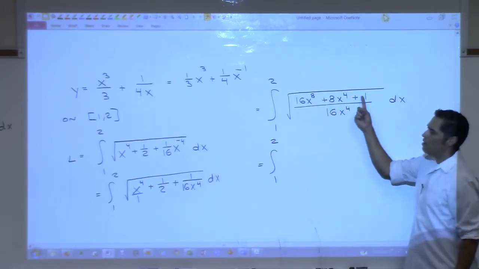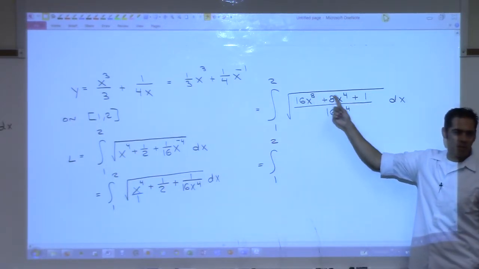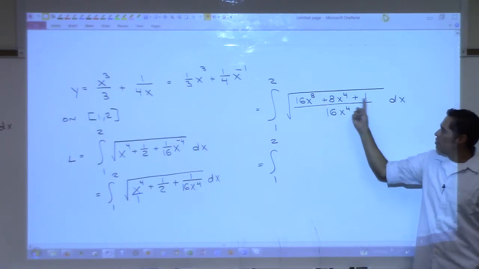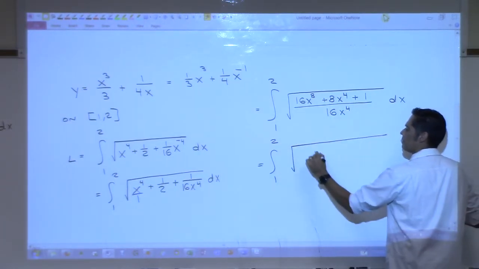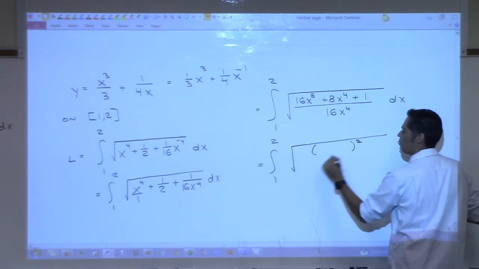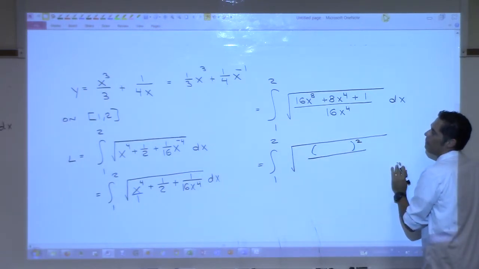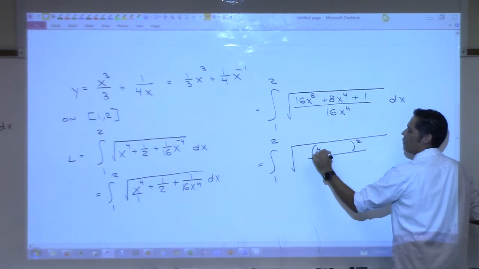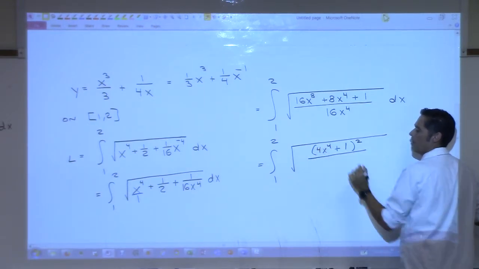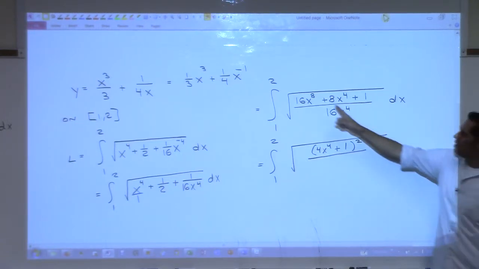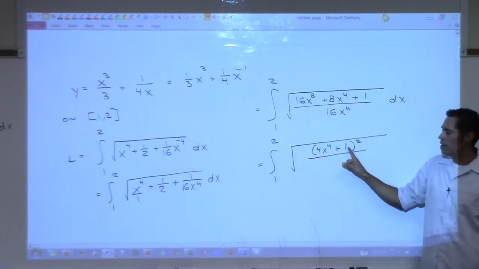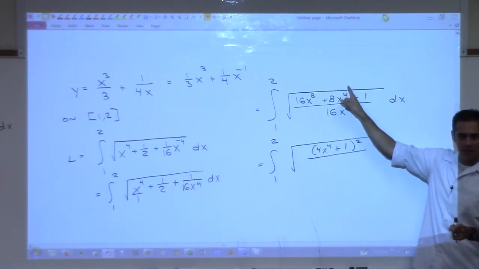This up here is almost like a perfect square trinomial. Like you can factor this up here. What is that factor to be? Let's see. I'll give you a hint. It's something squared. What is it? It's 4x to the 4th plus 1 times itself. Do y'all buy that? If you were to take 4x to the 4th plus 1 and multiply it times itself, you would get back this.